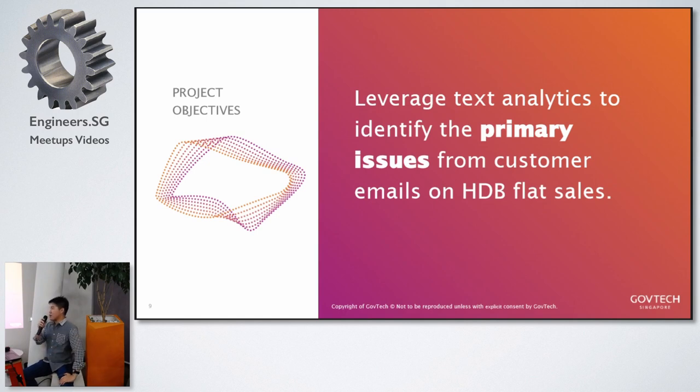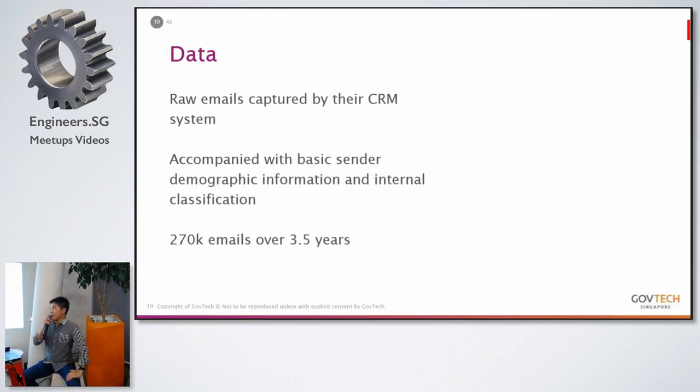And HDB came to us and asked whether we can use their emails to find out what the primary issues are that applicants are sending their emails to their channel about. So the data that I received from HDB was raw emails from their CRM system. If you have worked with emails before, you'll be familiar with some of the problems that we face in emails, and I'll go through them later. Other than that, they also sent us some accompanying basic demographics as well as the internal organization. This was useful for us to do some drill down after we've done the analysis.